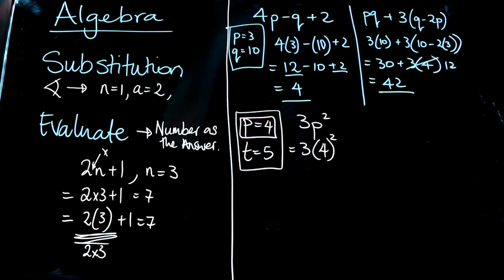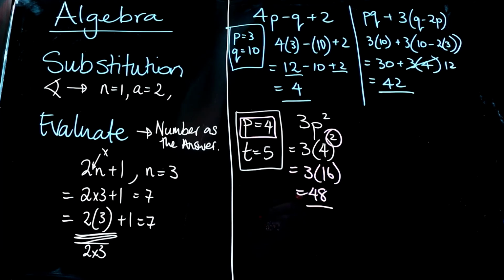I've used that. Now I've got to be really careful. This is a squared up here. So I've got to do 4 times 4, which is 16. So my next line kind of looks like this, 3 times 16. And then I can think about maybe doubling 16 to 32 and adding 16 to 48. Okay, my final answer is just a number. So let's try the next one.